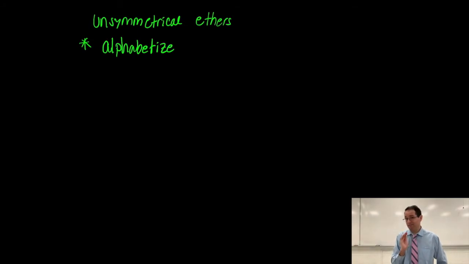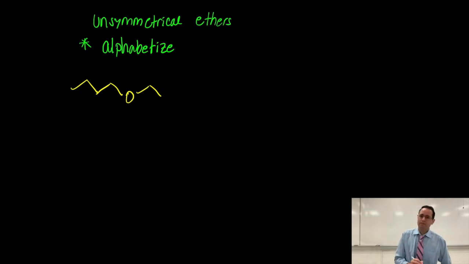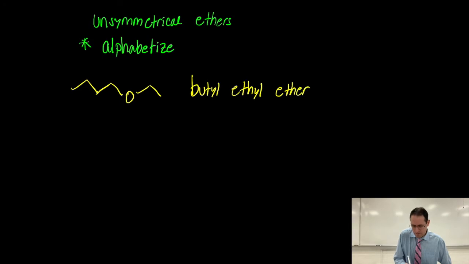And here we're talking about very simple molecules that you can name as a common name. All right, so how do we name this? Well, there's 4 carbons on the left, so that's butyl, and there's 2 carbons on the right, which is ethyl. So you need to alphabetize butyl before ethyl. So we would call this butyl ethyl ether. Okay?